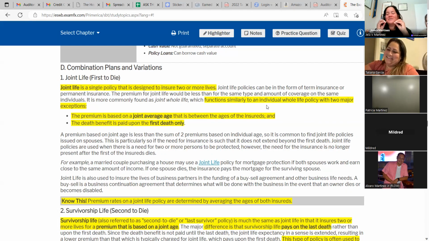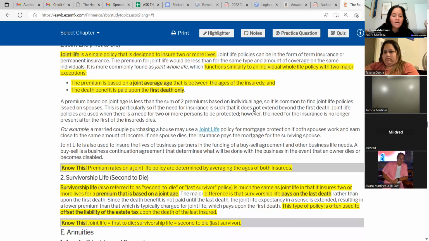Right, so it's based on the average of both ages, and then the death benefit is paid when the first one passes away, so the first death only. If we have a policy for both of us and one of us dies first, then the survivor receives it. It's kind of weird because the other policy says survivorship life, so it confuses me. But with joint life, whoever lives gets the policy after the first one dies. Premium is, as we have always been saying, based on attained age, and in this case it is the average of both. So they basically get the middle age between y'all.